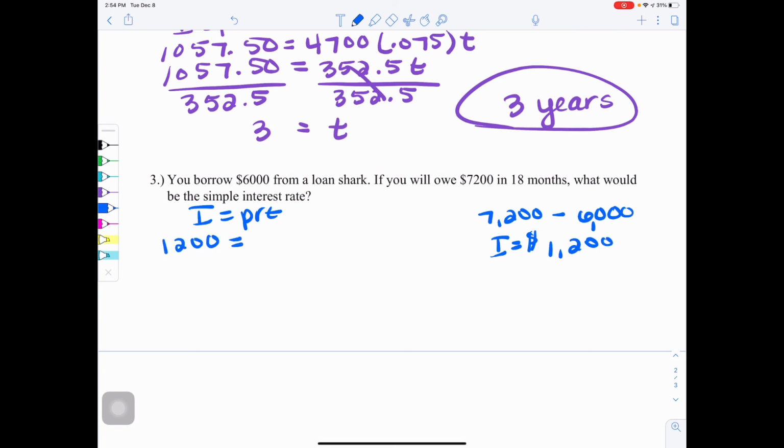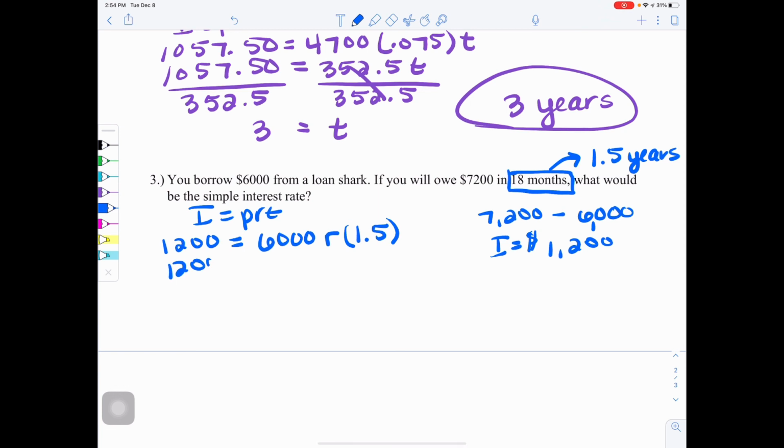My principal amount I know was $6,000. My rate, we are not sure what it is, but I know I'm doing it for 18 months. So we have to talk about what that means. We are not allowed to plug time in as months. If you go back and look at the original start of the lesson, time has to be in years. So 18 months in years, there's 12 months in a year, that's another 6 months. This is going to be 1.5 years. So we want to put a 1.5 in for T.